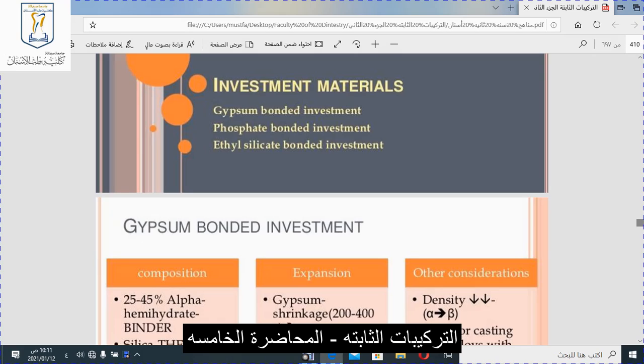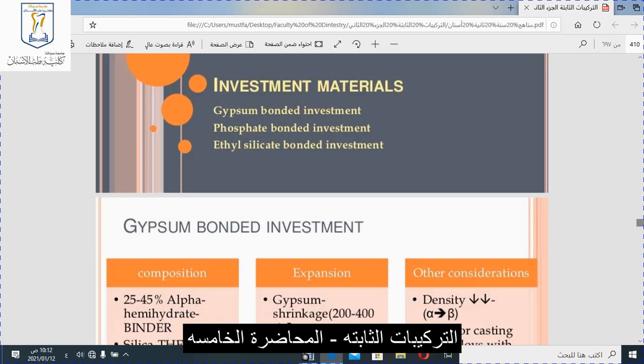Today we have to continue the previous lecture. We have to discuss the investing material after doing sprueing, and we have to do investing. Before we go through the investing technique, we have to go through the types of investing material.